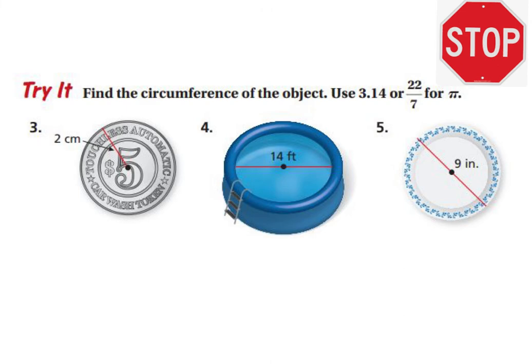So for number 3, it looks like we have the radius. And so to find circumference with radius, we're going to take pi times 2 times the radius. And pi is 3.14. And our radius is also 2. So we'll go 3.14 times 2 times 2. And that's going to put us at 12.56 centimeters.